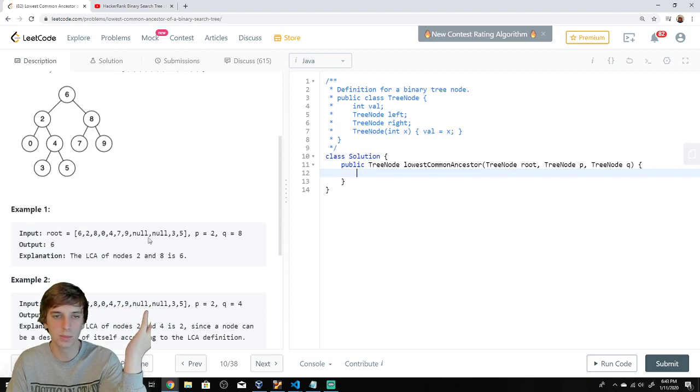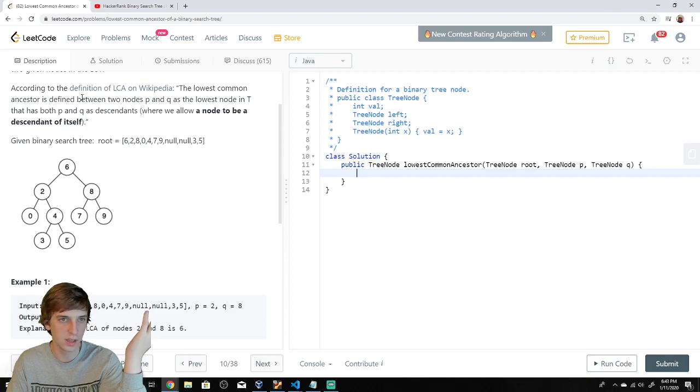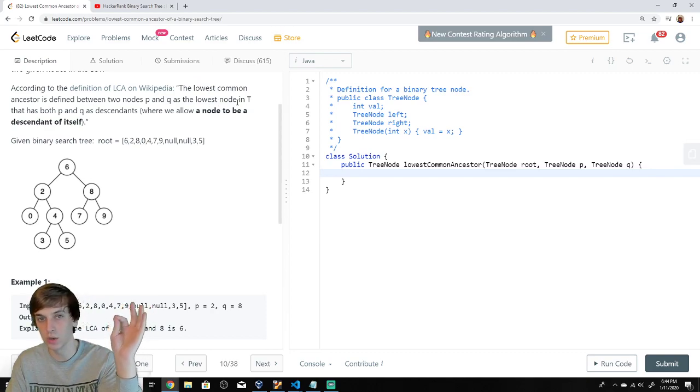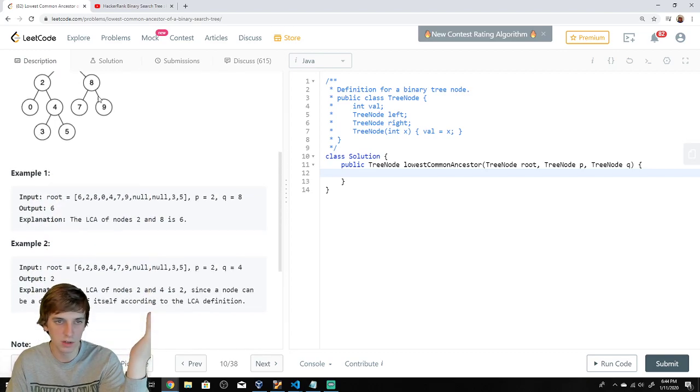So let's just look at these examples, right? By definition, the lowest common ancestor is defined between two nodes P and Q as the lowest node in T that has both P and Q as descendants. Whatever, right? So here's the tree.